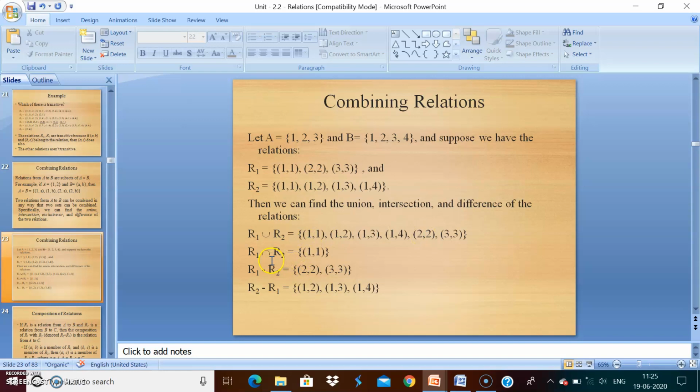R1 intersection R2 means the common elements of the two different relations. The same relation in both is (1,1), therefore the intersection is (1,1). R1 minus R2 means only the elements in R1, which are (2,2), (3,3). R2 minus R1 means only the elements in R2, which are (1,2), (1,3), (1,4).